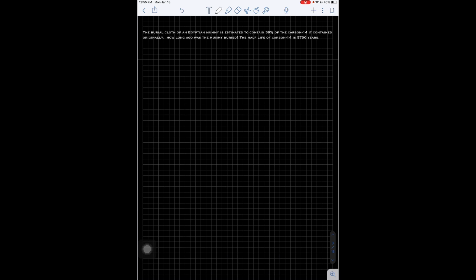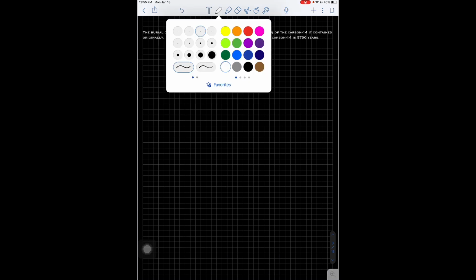So now, this is a little tricky because you might look at this and say, oh, I have a rate because you see the percentage, but it's not a rate. What it's talking about is how much carbon the mummy cloth contains. So this is actually related to an amount. It's an amount of something. It's not the rate, it's disappearing. Okay, so I do not have an R value. So my first step is to find R.